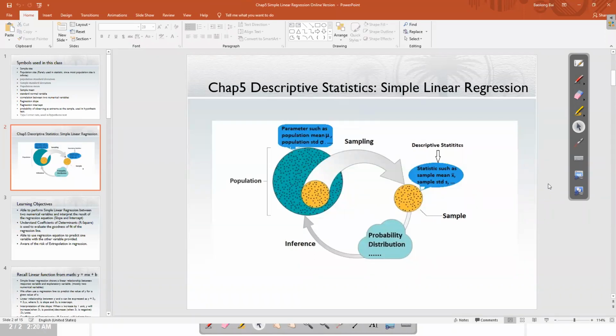Right, so now we're going to continue to chapter 5. This is still descriptive statistics, and it's a simple linear regression. So again, this is still descriptive statistics. This is still about relationships, but here we're trying to do regression.